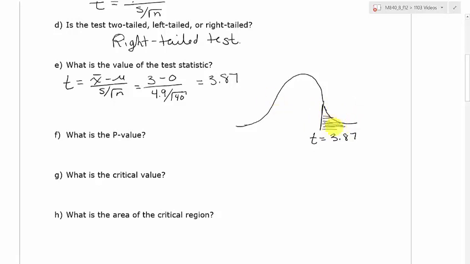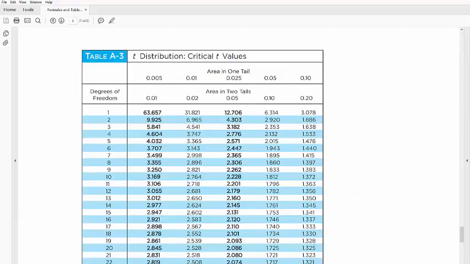So we need to go find our t-table. So let me bring that up. So here is our t-table. We had 40 test subjects, so that means that we have 39 degrees of freedom.